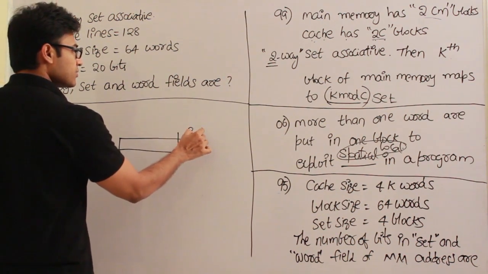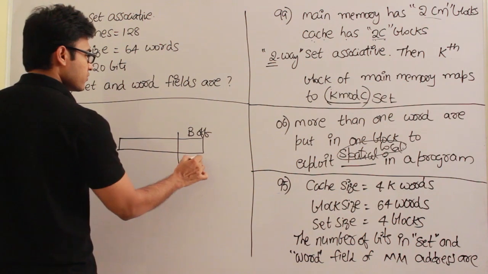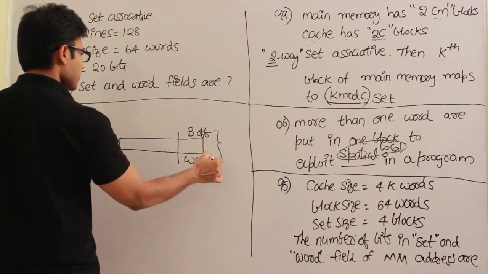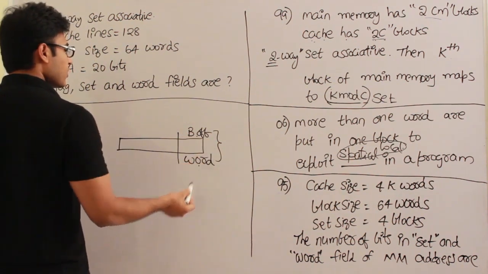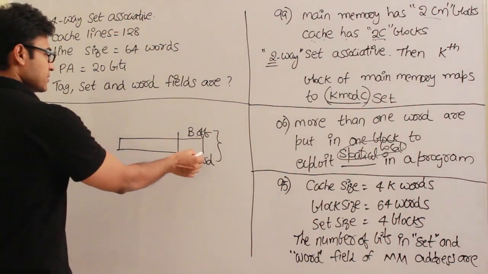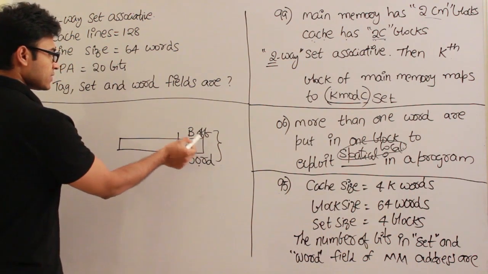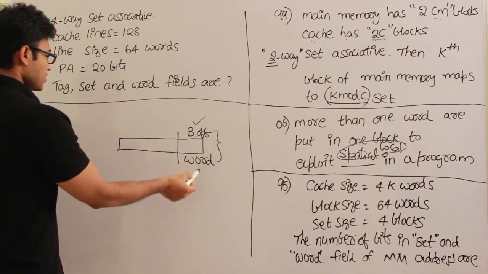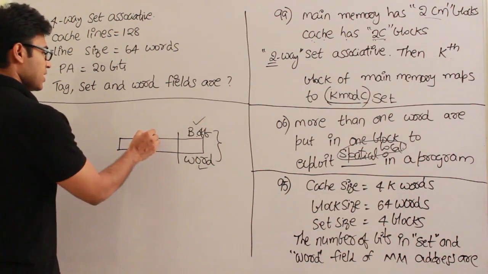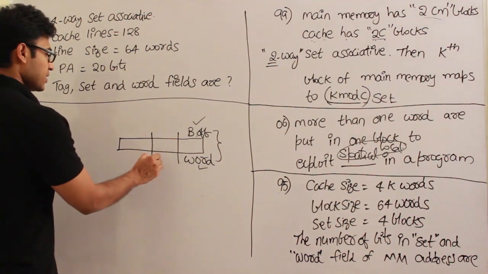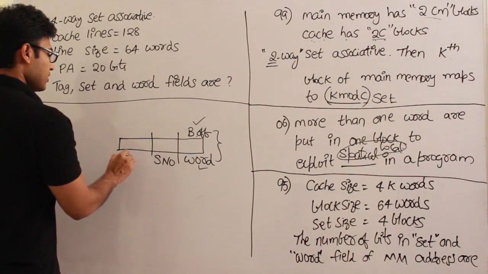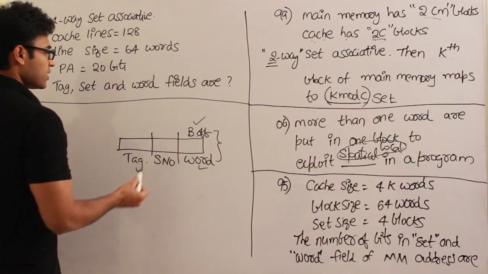Block offset. This block offset is also called the word field, so both are the same. Either block offset or the word number, both are the same. Why? Because these least significant bits give us the word number inside the block. That is why it can be called a block offset. And in set associativity, the next one is the set number, and the next one is the tag. This is how it is divided.